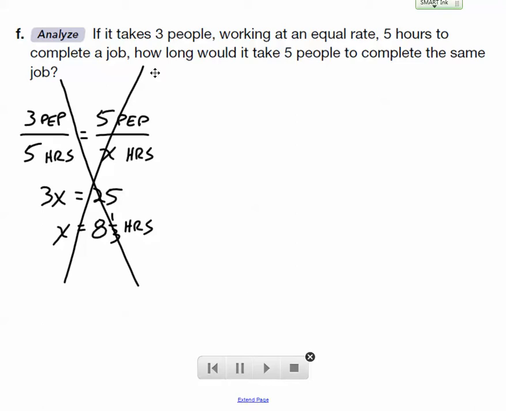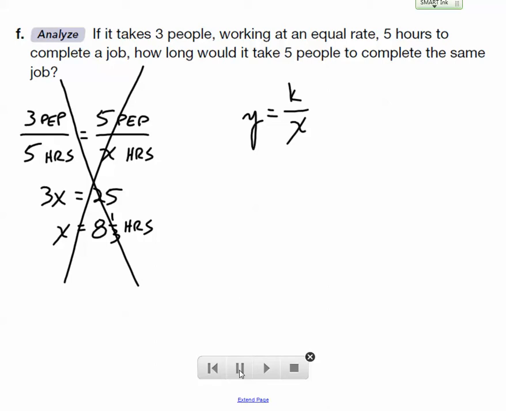Someone that set this problem up like this would be thinking that there's a proportional relationship. This is not a proportional relationship. It's not direct variation, okay? The more people you have, the less time it takes. That's what inverse variation is all about, or inverse proportionality. So this is not direct proportionality. So here's the way we need to set this up. y equals k divided by x.